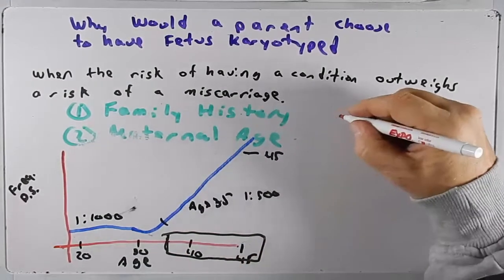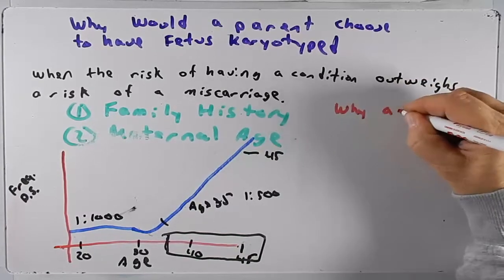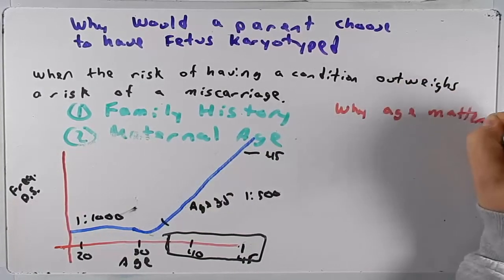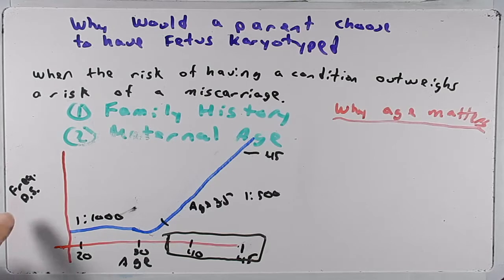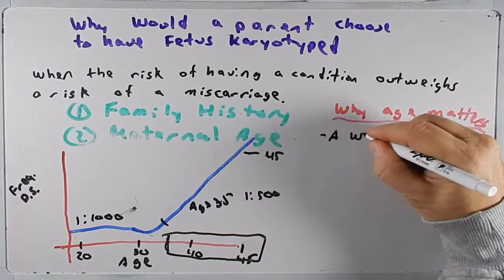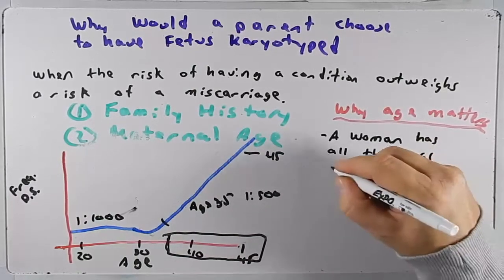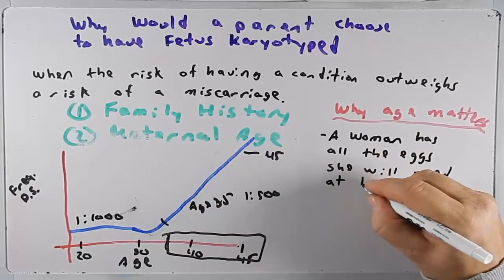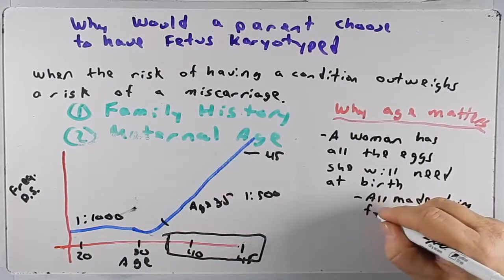All right, let me erase some of this because I want to keep most of this here. I created a little bit of room here, but I want to ask this question: why does age matter? Because it doesn't matter as much for men. If a man is 35, 40, 45, the incidence of Down syndrome or other chromosomal abnormalities doesn't necessarily go up. And this is largely because a woman has all the eggs she will need at birth. In fact, they're all made during fetal development.